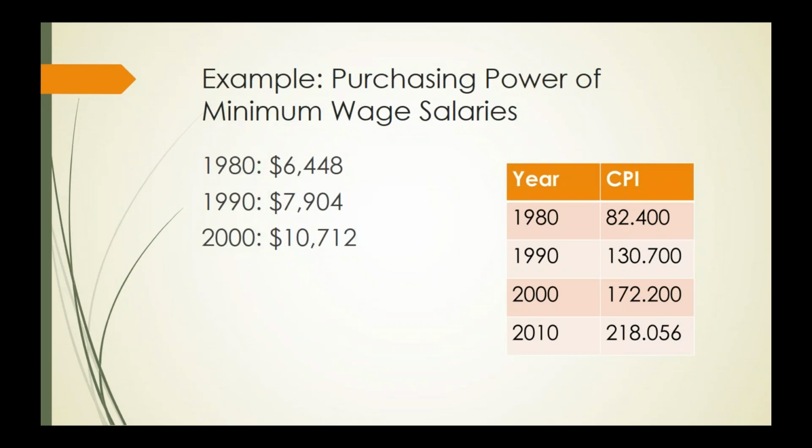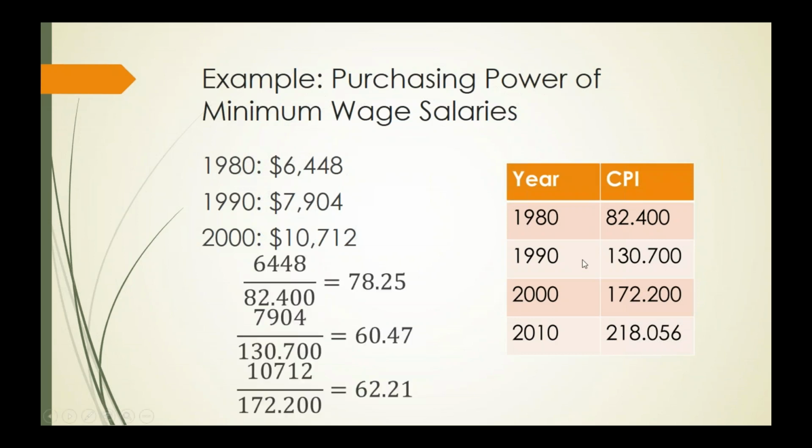A person working full-time for minimum wage in 1980 would make $6,448 per year. In 1990, they would make $7,904, and in the year 2000, they would make $10,712. So we want to compare the purchasing power of these incomes, see which of these was the best income. So we'll divide each of these incomes by that year's CPI value. And we get these values 78.25, 60.47, 62.21.